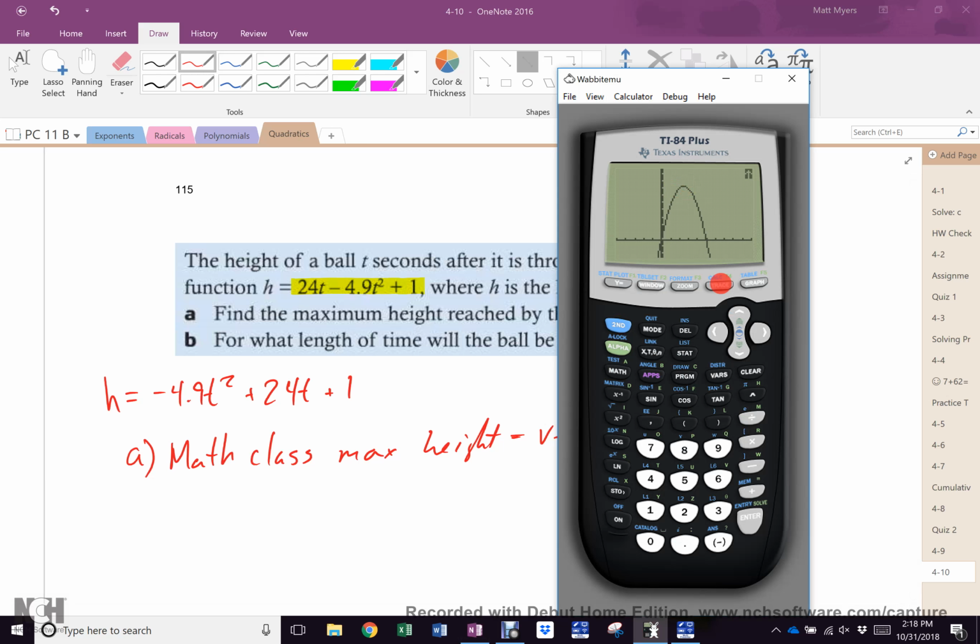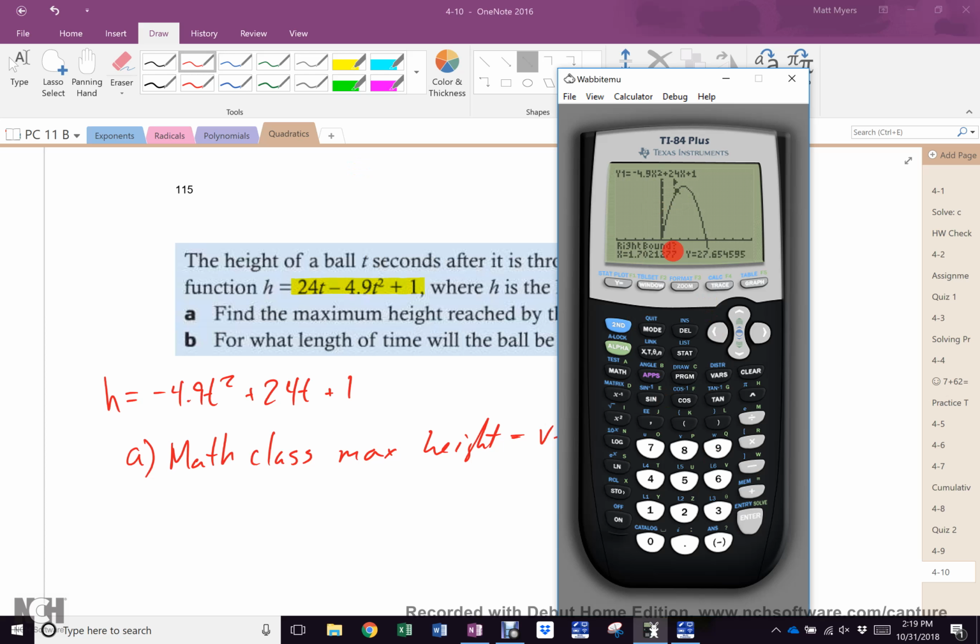So I go second calc. What do I need? A value, a 0, a minimum, a maximum, or an intersect? I need a maximum, so I hit 4. And oh look, left boundary. Go to the left of the vertex. Am I left of the vertex now? So what do I hit?